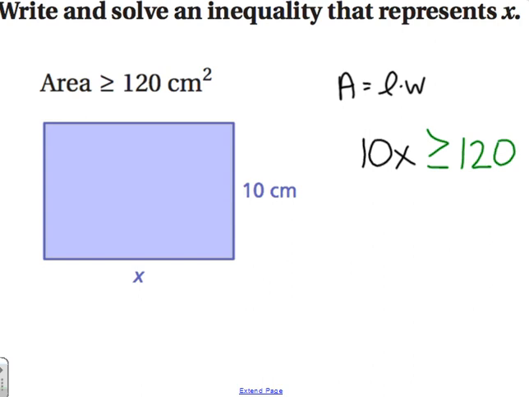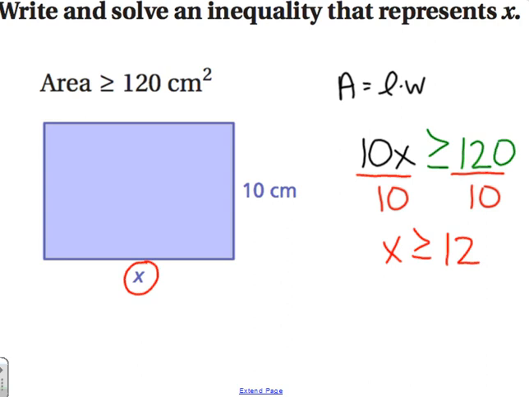So we can divide both sides by 10, and that's going to leave us with x is greater than or equal to 12. That represents this side length right here, and the units on that are just going to be regular centimeters because it represents a side length.